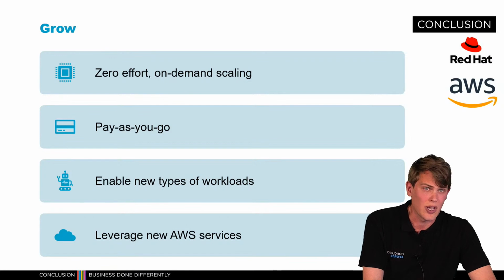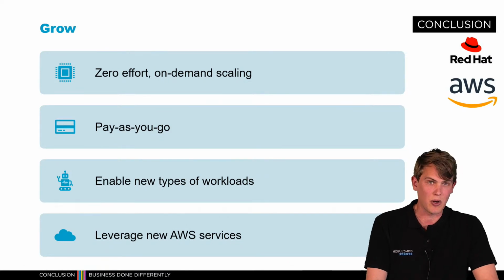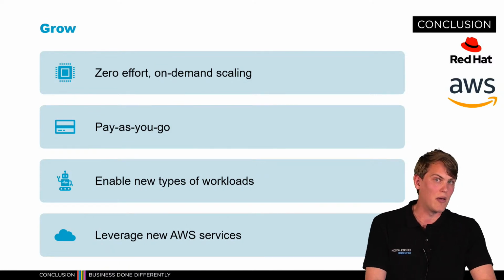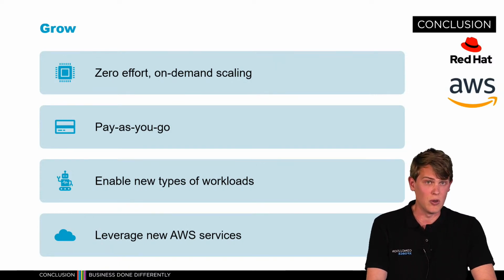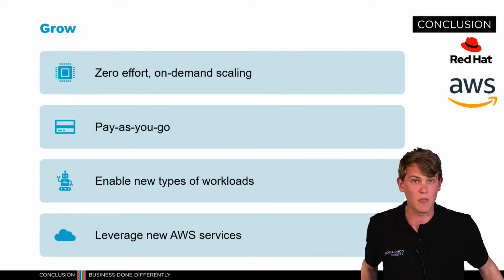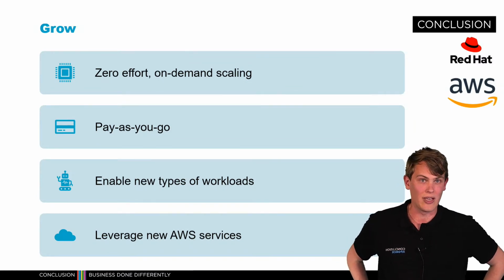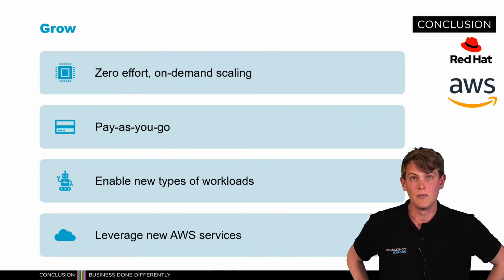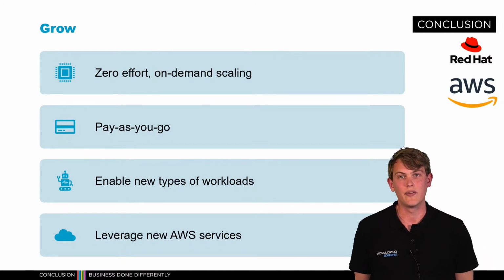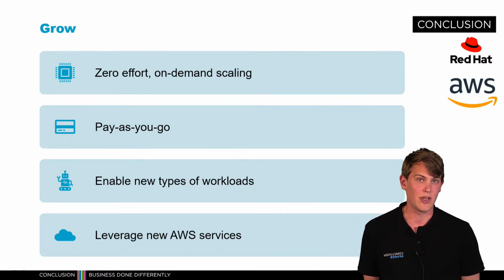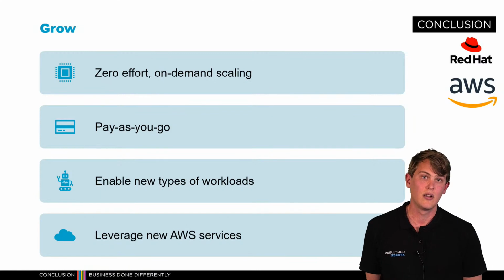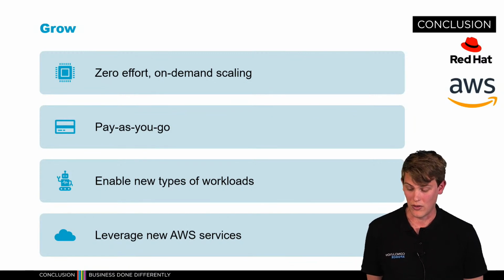Same goes for enabling new types of workloads. You can spin up a cluster using some kind of machine type. You can spin up new machine pools within your same OpenShift cluster, enabling new hardware advantages like GPU accelerated computing, etc., etc. And you can leverage all the new AWS services as soon as they hit GA from the same environment as your OpenShift cluster.